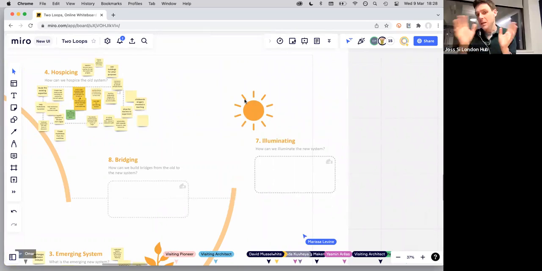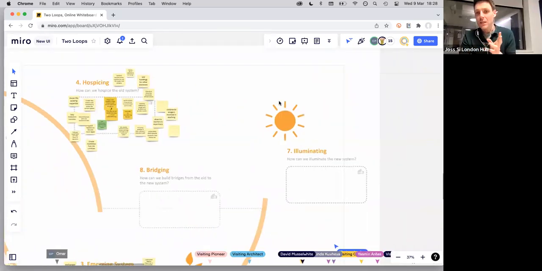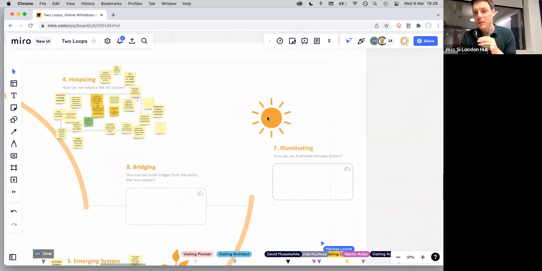And Sal Khan has been on the front of Time Magazine and on major television programs, illuminating to the old system that actually there's something different and it works, right? Because it's quite large scale now. So that's what we mean by the illuminating.